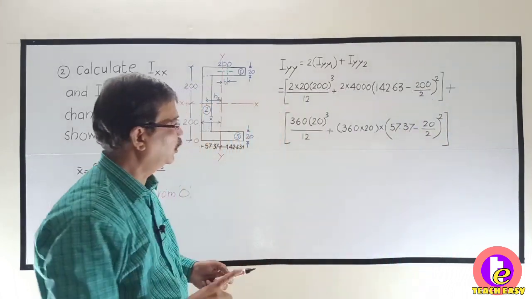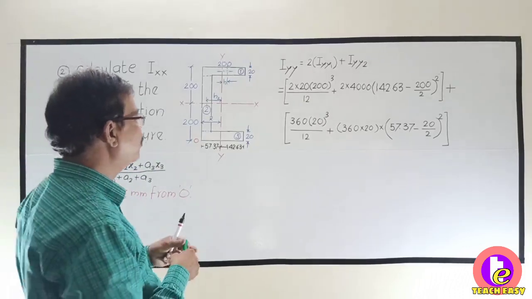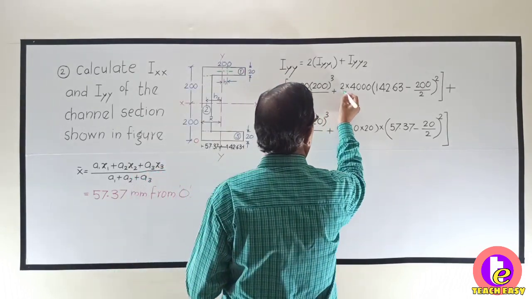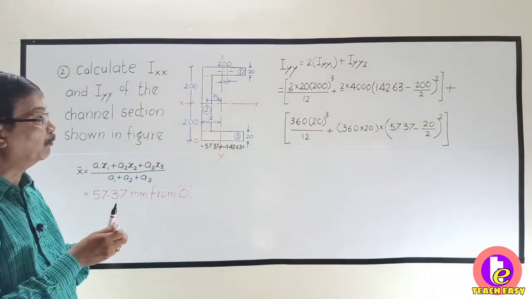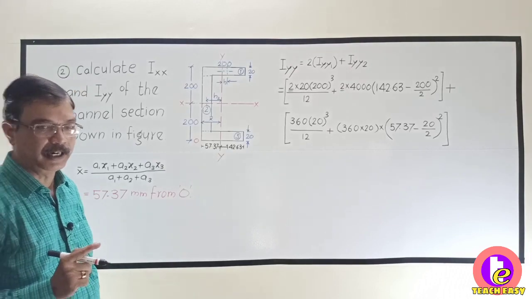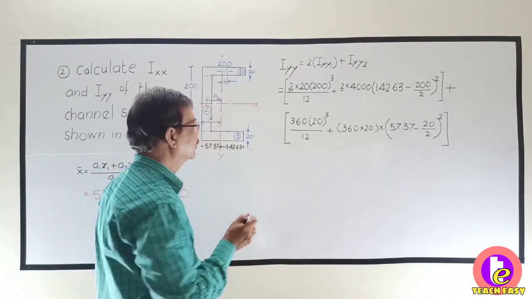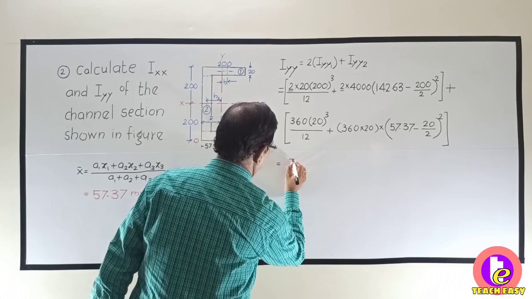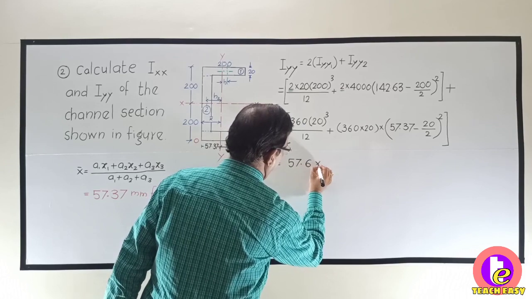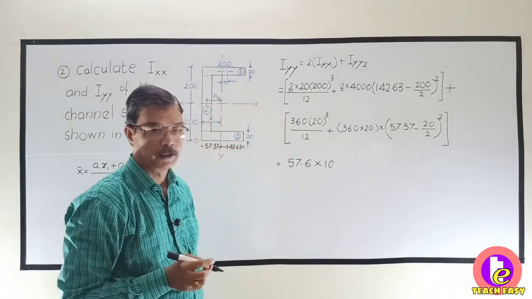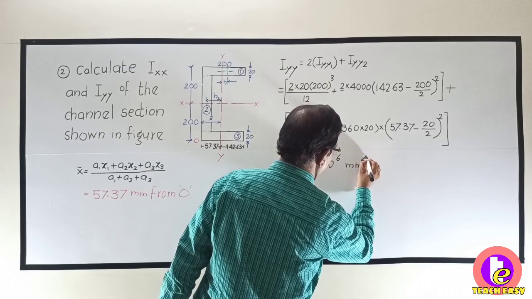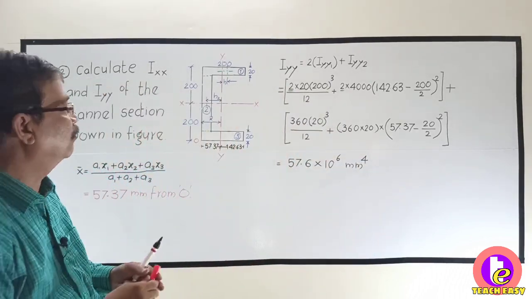So this is I2. Mind well, you have to keep in mind this thing. Why it is multiplied by 2? Because 1 and 3 are same. So it is important to multiply by 2 in both the terms. And if you calculate this one, you will get the value of Iyy as 57.6 into 10 raised to 6 mm raised to 4. This is the answer of Iyy.